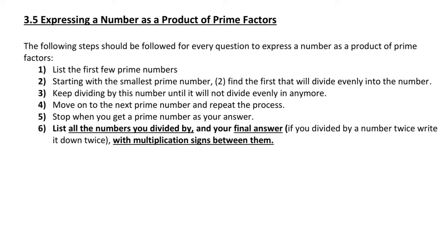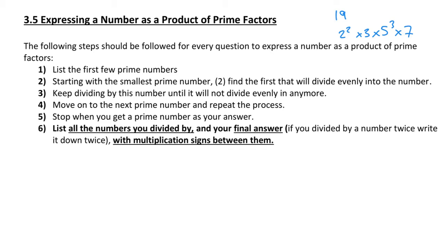It might just be one, so if the number's prime like 19, it can only be written as 19. But every other number can be written as a product of primes. So 2 squared times 3 times 5 cubed times 7 and so on. So that's what we're trying to do here.